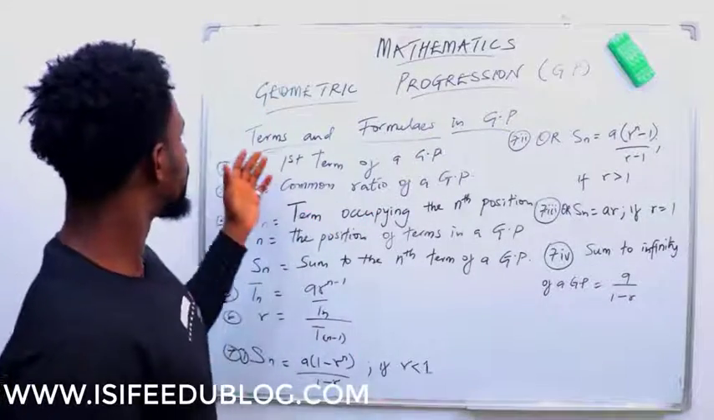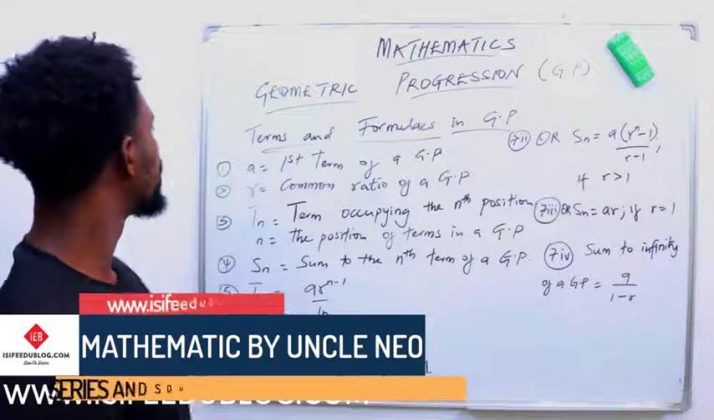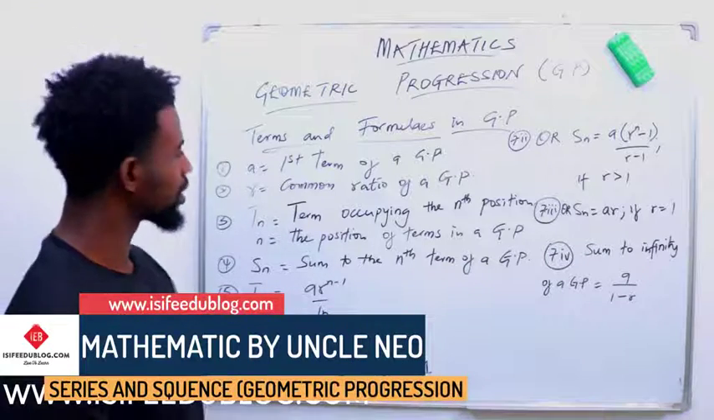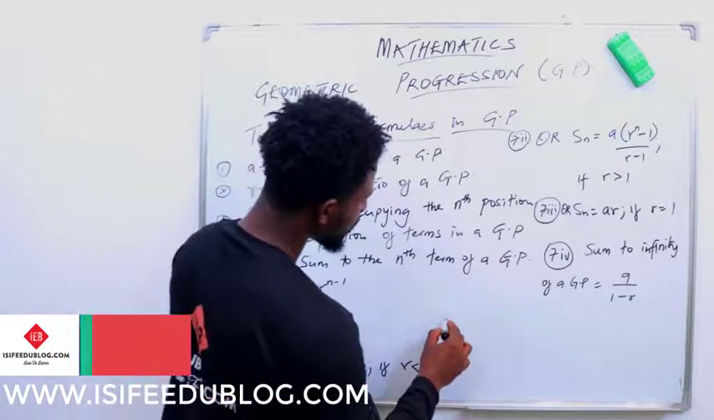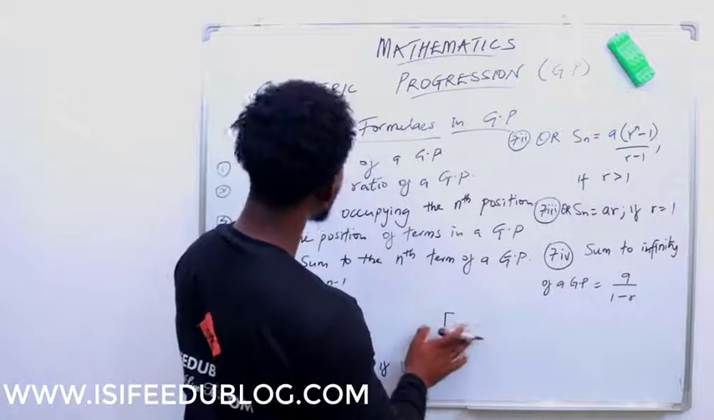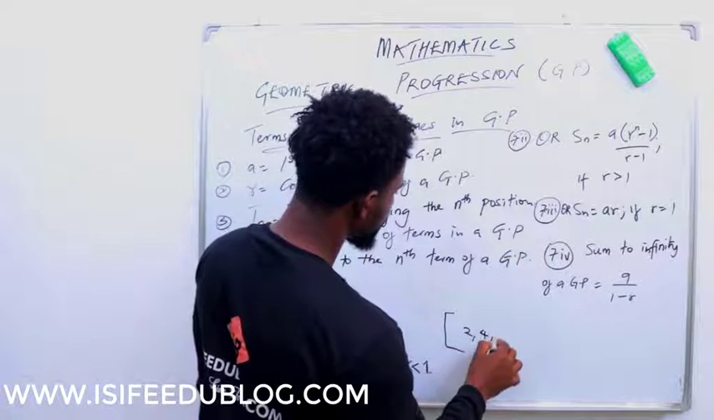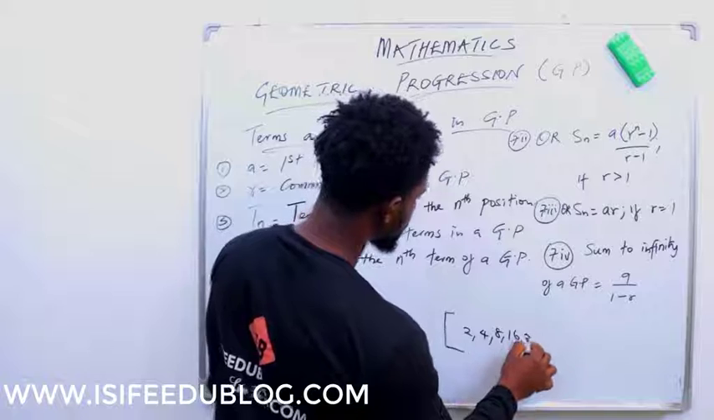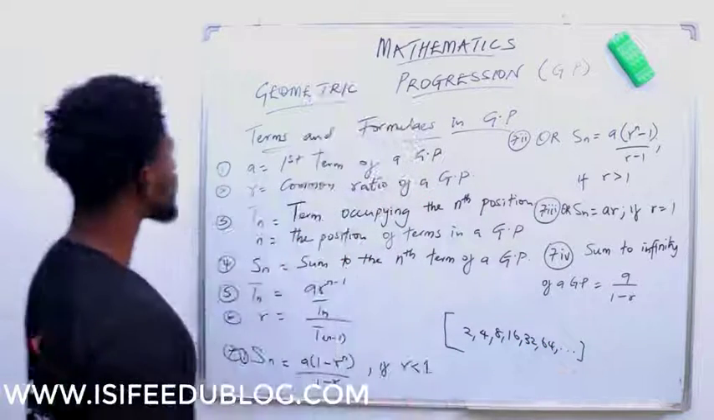Alright, let's look at the terms and formulas in GPs, okay? Now, let's write down a GP, a sequence to help explain these terms. Let's say 2, 4, 8, 16, 32, 64, and so on and so forth.